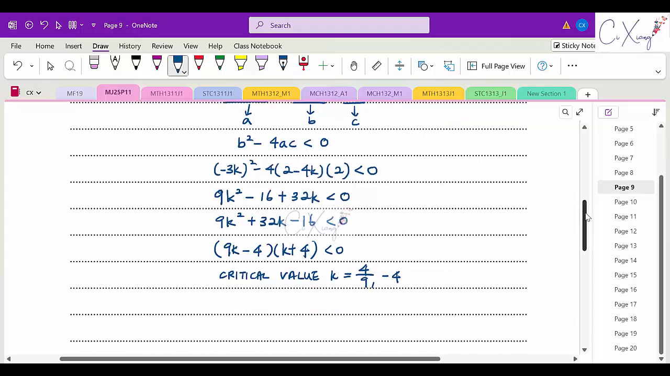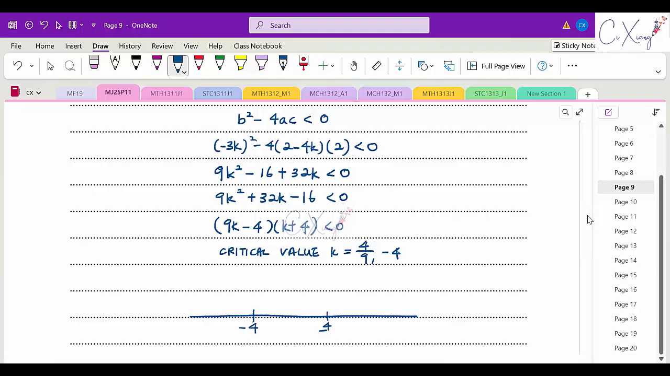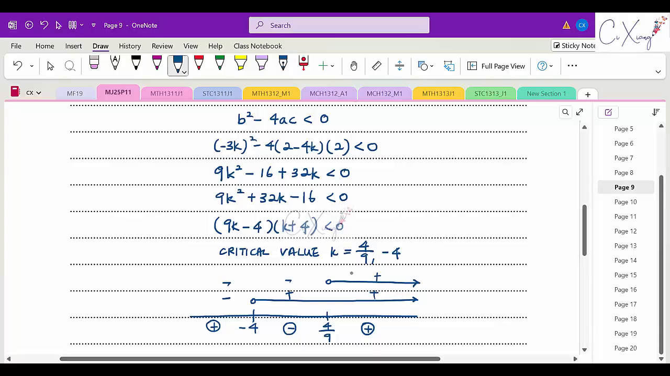So these critical values are the reference points for me to draw the number line. I'm having negative 4 and 4 over 9. Draw the number line, both brackets going to the right hand side, because my brackets are 9k minus 4 and also k plus 4, right? So both going to the right hand side. So you're having positive, negative, positive. This is plus, plus. This is negative, plus. This is negative, negative. If you want to know more about the number line technique, how we draw the arrow and everything, please have a look at the lecture video in chapter 1 for AS.